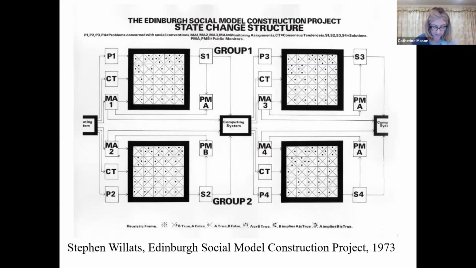Well, another funded CAS work was by Stephen Willits, and he conducted one of his major socially conscious participatory projects that uses local audiences. And here he was using a number of audiences in the Leith area of Edinburgh and some other areas. He called it the Edinburgh Social Model Construction Project. Willits, one of the major pioneers of conceptual art in Britain.